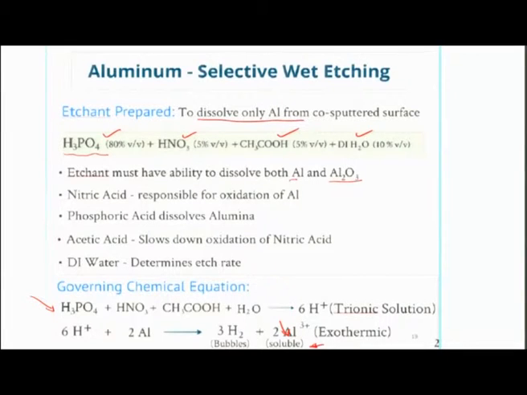So etchant must have an ability to dissolve both, and so nitric acid is responsible for oxidation of aluminum. There is some oxide which is already present, as I told you, Al2O3, because of passivation of the surface, but there is some oxide which is also being made through reaction with nitric acid, and phosphoric acid and alumina kind of react with each other. Acetic acid slows down the oxidation of the nitric acid. So if this step is slowed down and not much aluminum oxide is formed, phosphoric acid will actually not be able to dissolve so much alumina.